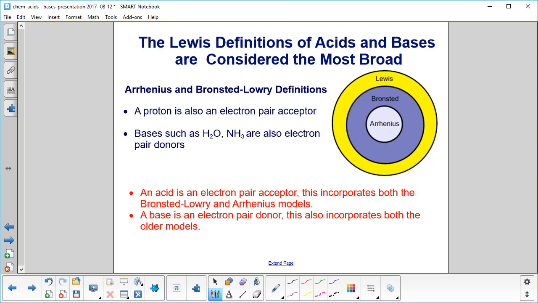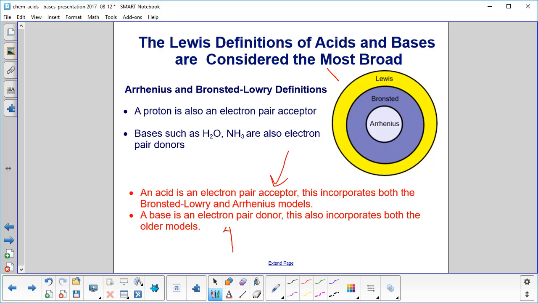In the Arrhenius and Bronsted-Lowry definitions, a proton can also be an electron pair acceptor, and bases such as water and ammonia are also electron pair donors. An acid is an electron pair acceptor. This incorporates both the Bronsted-Lowry and Arrhenius models, and a base is an electron pair donor. This also incorporates both the older models.